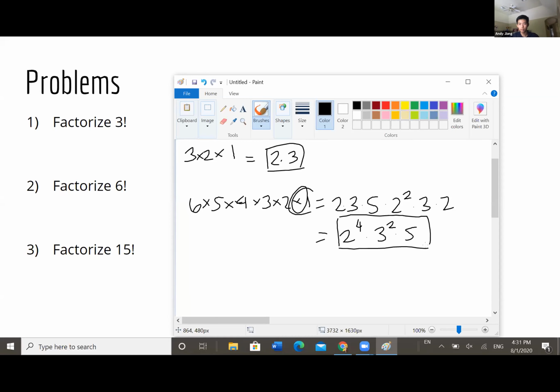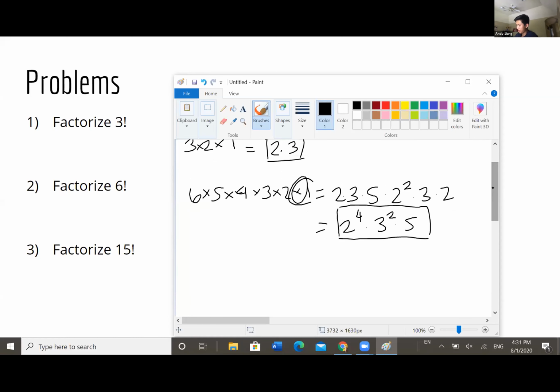Are there any questions about how I did that? Okay. And if you were trying to do this in your head, as I said before, having really good memory, being able to remember how many 2s you had, how many 3s you had, is really useful.